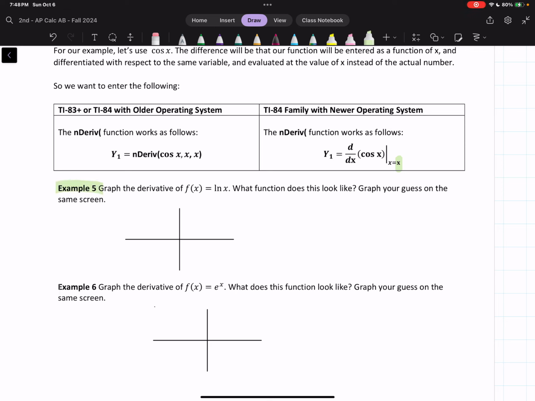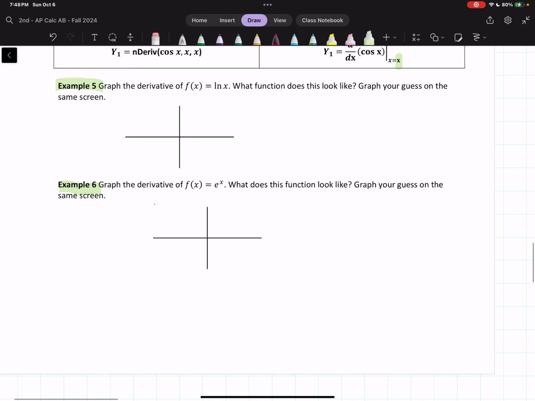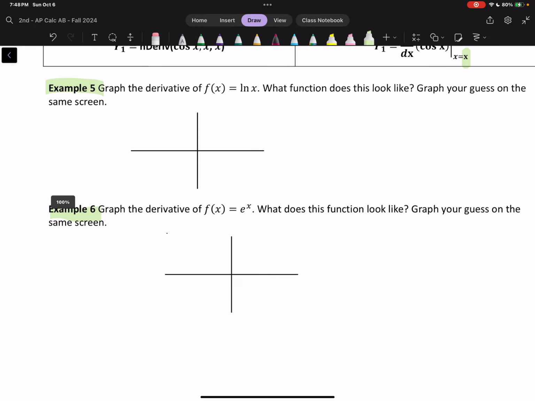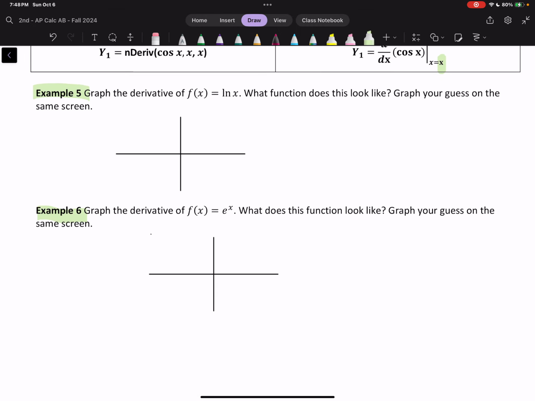And then I want you to try example 5 and 6. Sketch what those derivatives look like and answer the questions below. And then I'll take questions on this when I'm back in class next. And our next topic is going to be on the chain rule, which is going to give us the opportunity to take derivatives of composite functions.